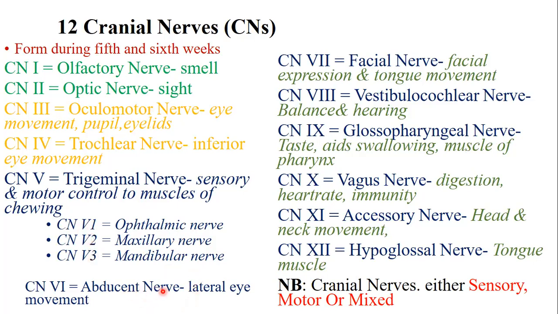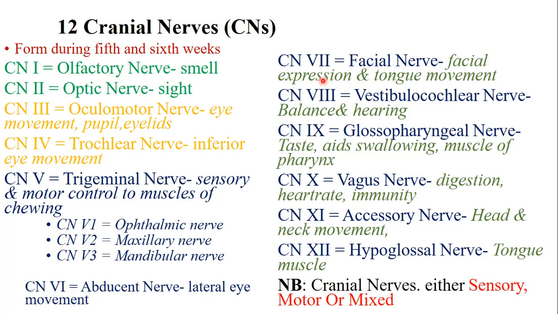Then we have the abducent nerve, or otherwise known as cranial nerve number 6. Function is lateral movement of the eye, so looking sideways. Okay, it's very difficult for the left eye to look sideways and the right eye sideways at the same time. So it's one at a time. When you're moving, for example, the right eye to look sideways, the left eye will look inwards. Okay, so you must take note of that.